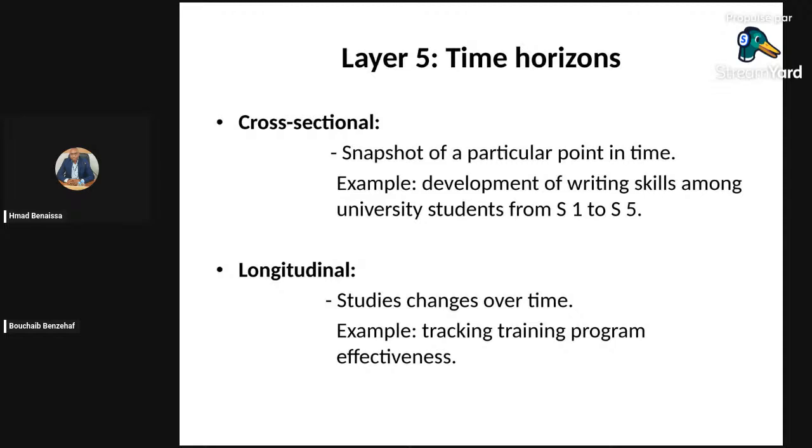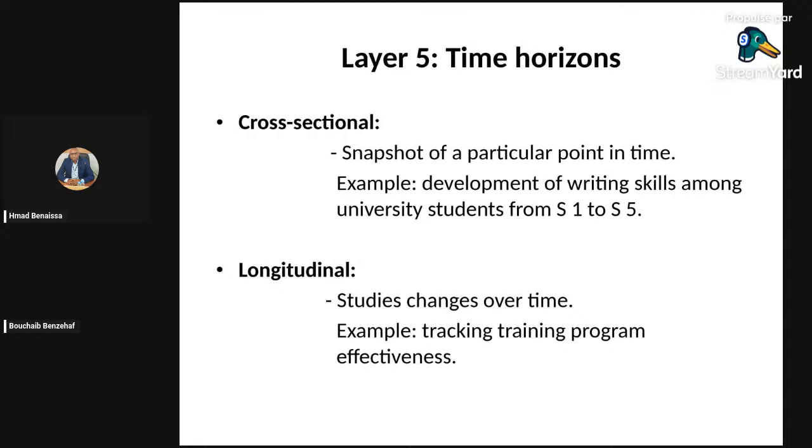We move to the next layer, which is time horizon. Time horizon refers to the time frame within which the research is conducted. There are 2 primary types of time horizons, cross-sectional and longitudinal. While cross-sectional research offers efficiency and practicality, longitudinal research provides richer insights into changes and trends. The choice, of course, depends on the research objectives, the nature of the problem, and practical constraints.